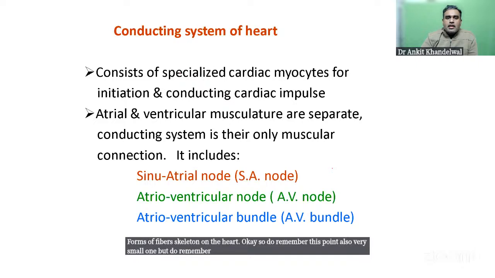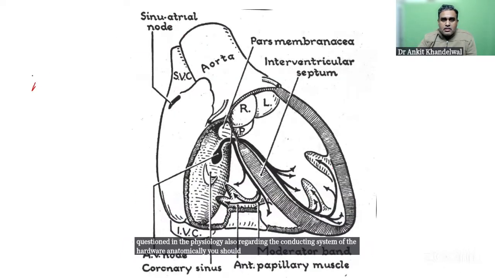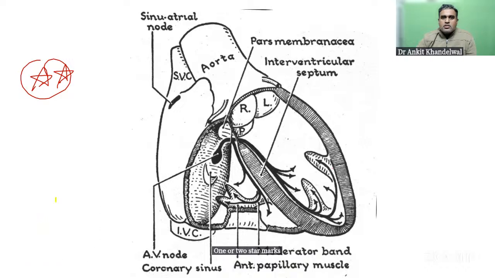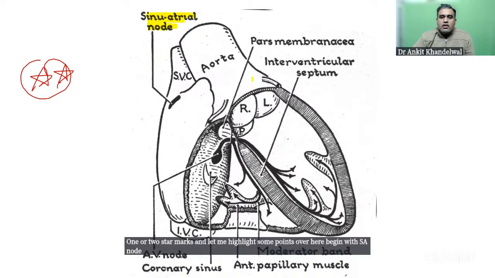Make this diagram, and then they can be questioned in the physiology also regarding the conducting system of the heart. But anatomically, you should practice this diagram, guys. 1 or 2 star marks. And let me highlight some points over here. Begin with the SA node. Then go to your AV node over here. Let me just move this a bit. AV node again lying where? In the interatrial groove only, or interatrial septum. So AV node lies in the interatrial septum.